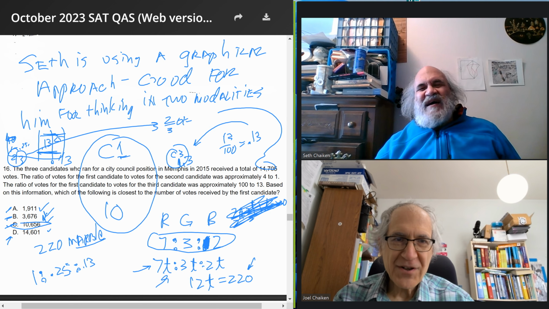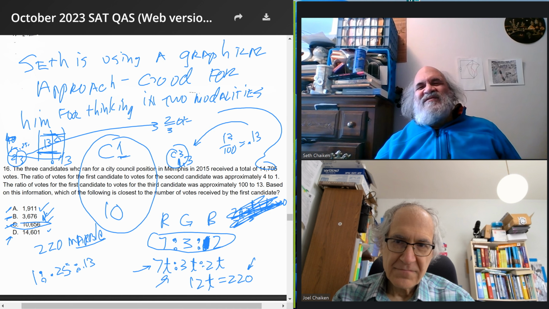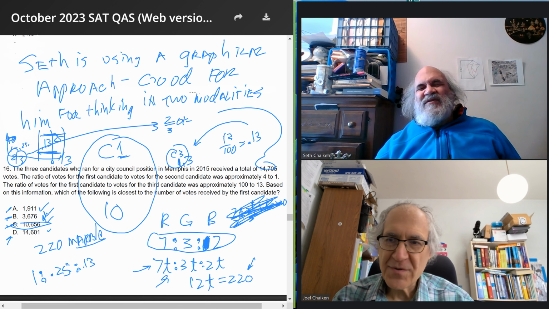So the intuition is that what they did was they gently gave you the candidates in the order of their magnitudes of votes. The first candidate, the second, and third. The first has a lot more than the second, and the second had enormously more ratio-wise than the third.